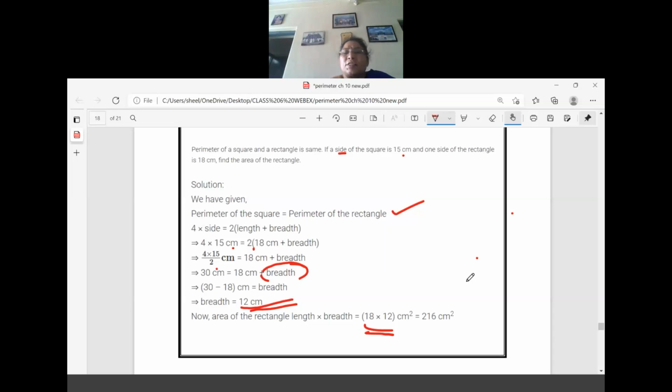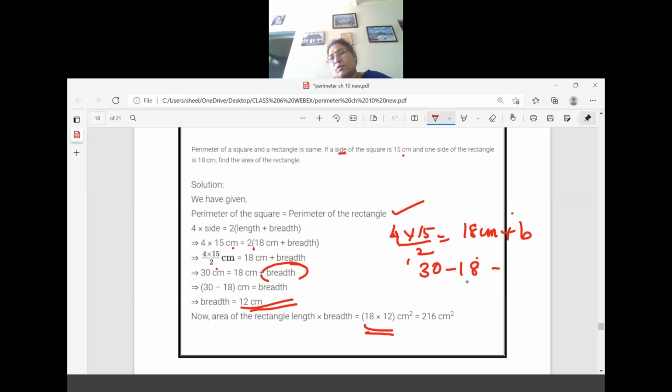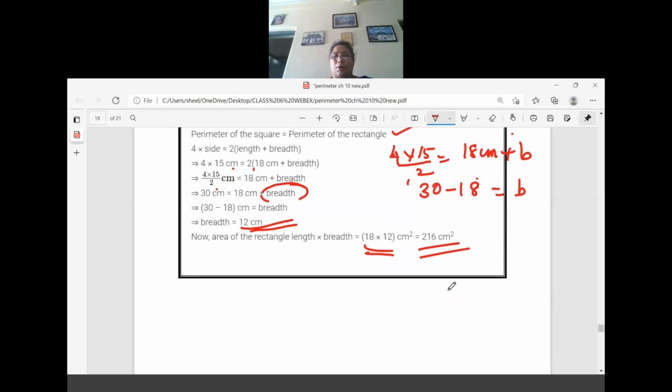So we are bringing 4 into 15 by 2 here, equal to 18 plus breadth. Now we have simplified this side. You will get 60 by 2, which is 30, minus 18 equal to breadth. So what is the breadth there? 12 centimeter only. So now the area of the rectangle equal to length into breadth, which is 18 into 12, that is L into B, 216 centimeter square only.